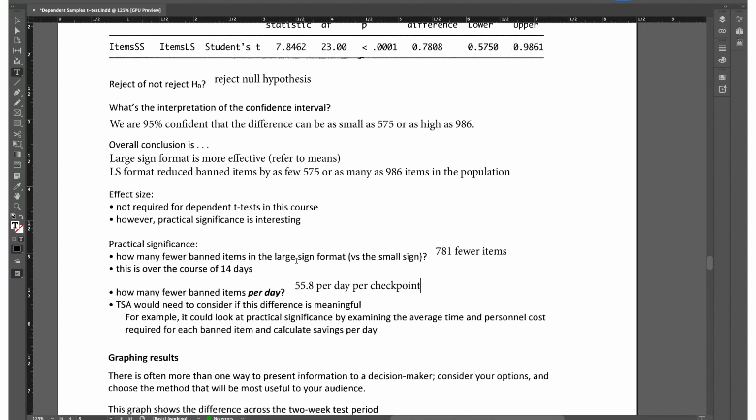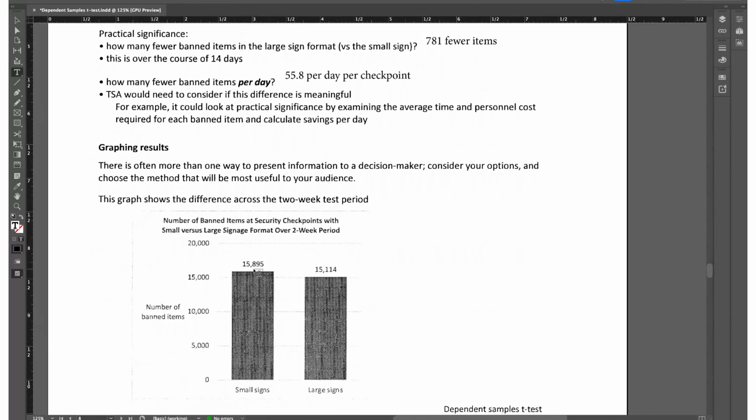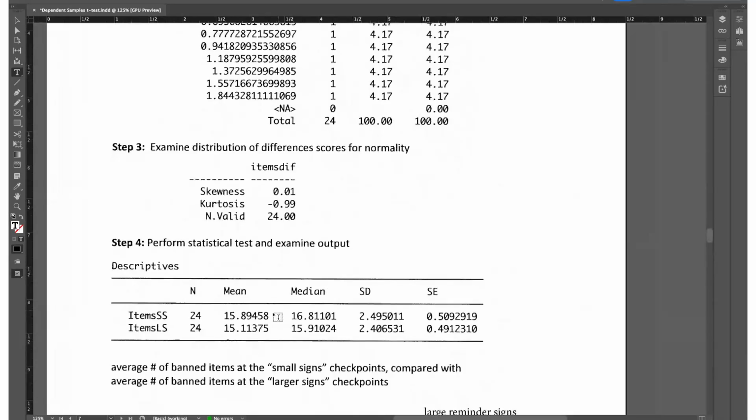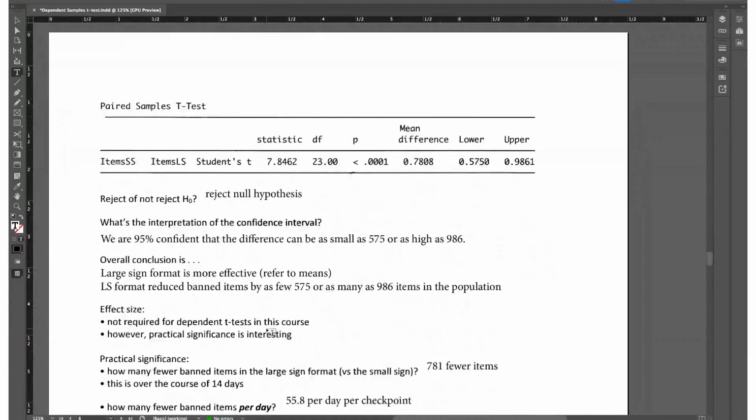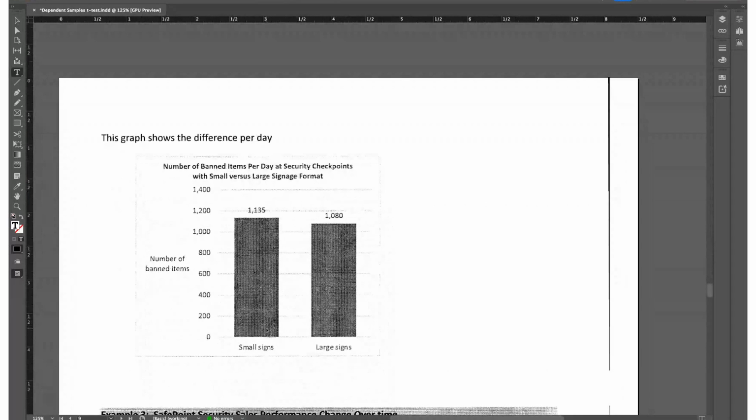Now, as far as graphing the results so you can show your manager, it depends on the context. So you could show the overall difference that it made in 2 weeks, like we see in this graph right here. So 15,895 versus 15,114. So those numbers were from the descriptives here. Or we could do it per day, which is what this one shows right here.